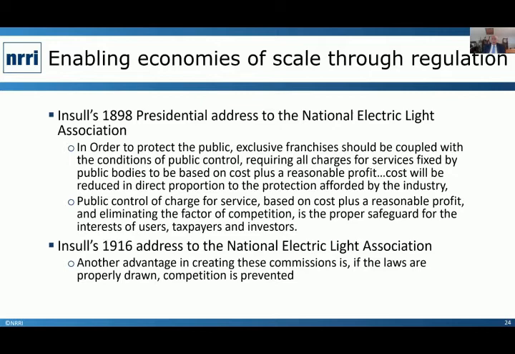And he stated, in order to protect the public, exclusive franchises should be, in other words, excluding competition, should be coupled with the conditions of public control, requiring all charges for service fixed by public bodies to be based on cost plus a reasonable profit. Costs will be reduced in direct proportion to the protection afforded by the industry. He later argued another advantage of public utility commissions was if laws are properly drawn, competition is prevented.